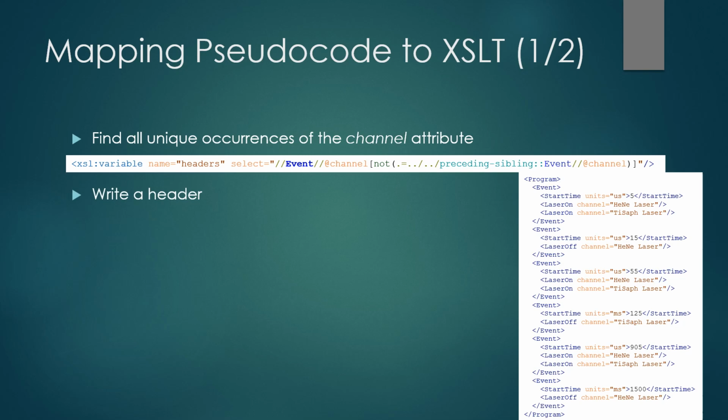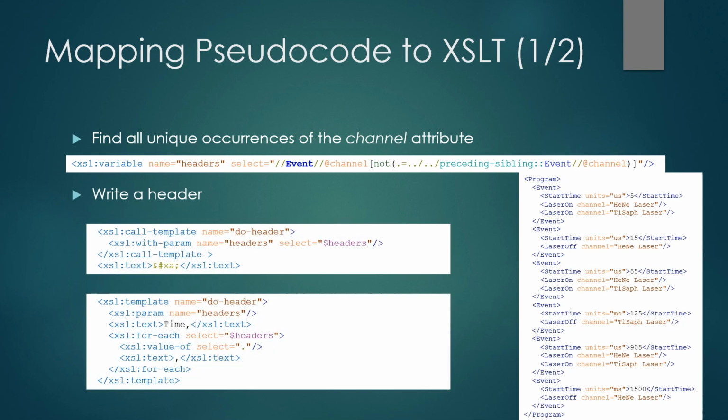Good. Now the second thing we had to do in pseudocode is write the header. This sounds like a job for value of, and it is. We're going to create a call template called doHeader. Remember, a template was just like a subroutine. We're going to give it the parameter of headers, the thing that we calculated in this variable. In doHeader, we've got a parameter named headers, so we're going to pass our variable headers into that headers. That way it's always just called headers, right? So we're just saying the XPath is the variable that we're passing to this headers name.